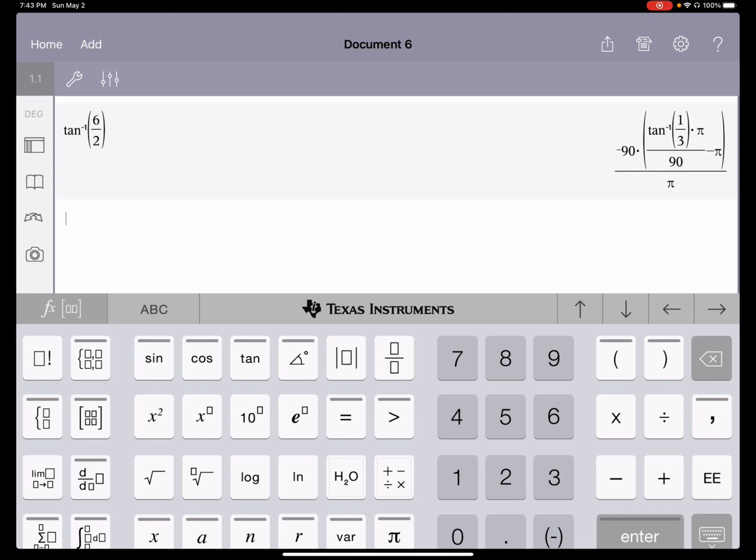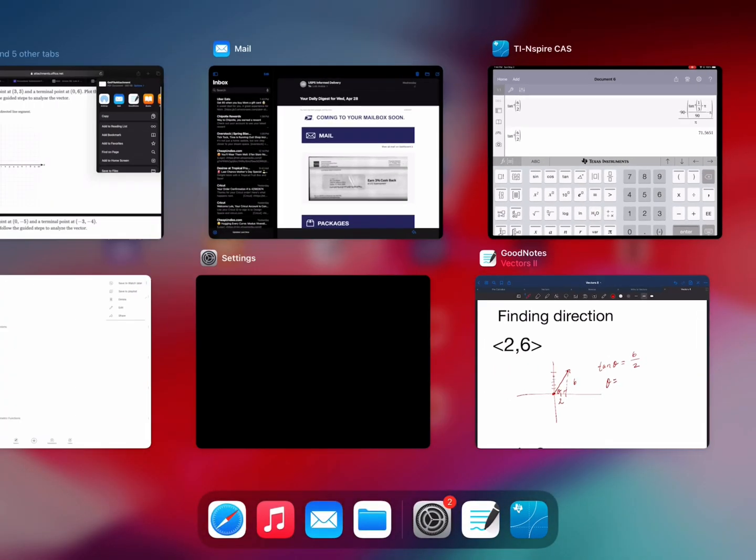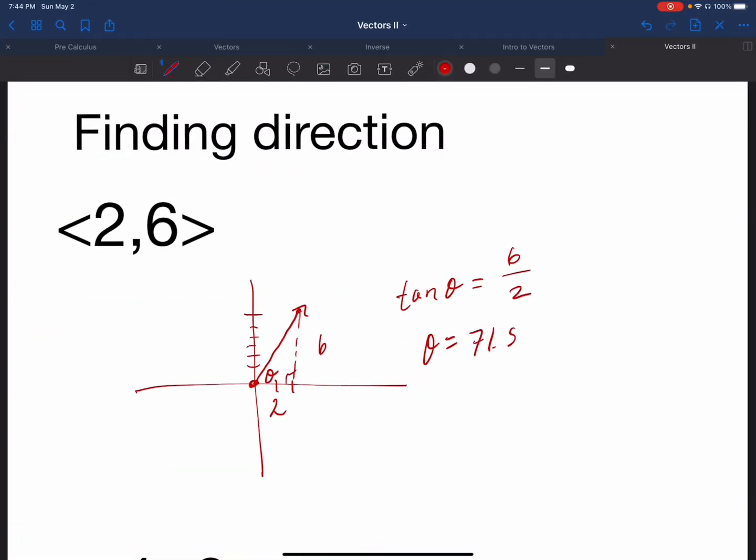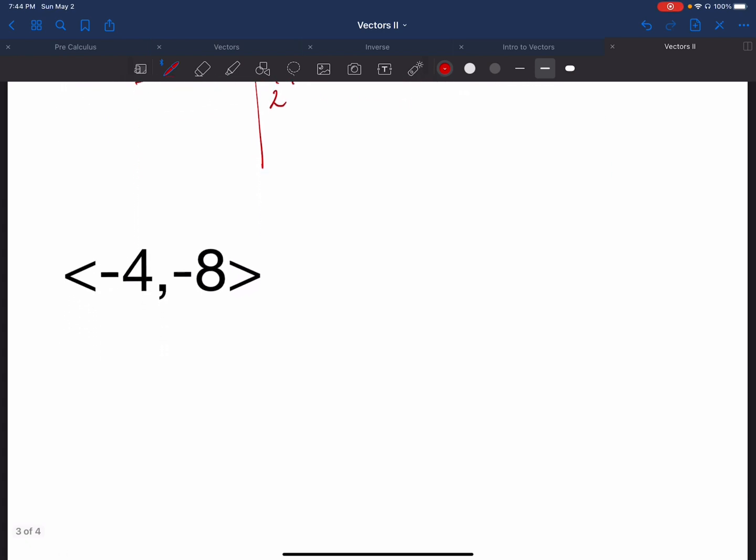Once we do that, I'm going to go to approximation. So it's approximately 71.57 degrees. So this one's pretty easy because you are in quadrant 1. You don't have to worry about adding things or subtracting like you would in any other quadrant, which is what we're going to do in the next example.